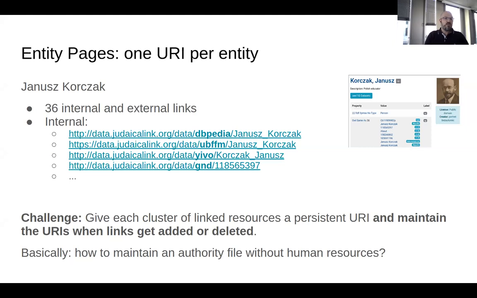So what happens when new links get added? Or all links get deleted because our automatic processes have not been correct. So basically the question that we have is, how can you maintain such an authority file? Basically, how can you do authority control if you do not have the human resources to actually do authority control, but still want to have cool URIs? We want to be persistent with our identifiers and keep them semantically stable.